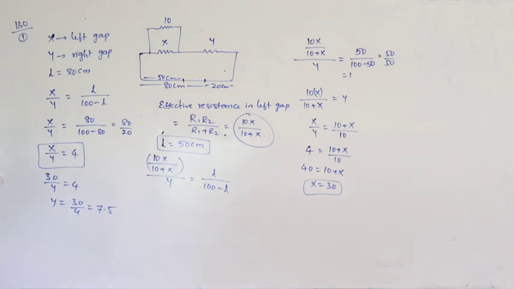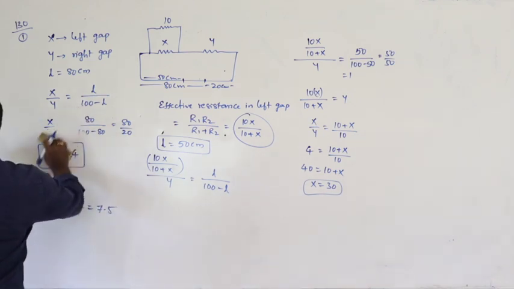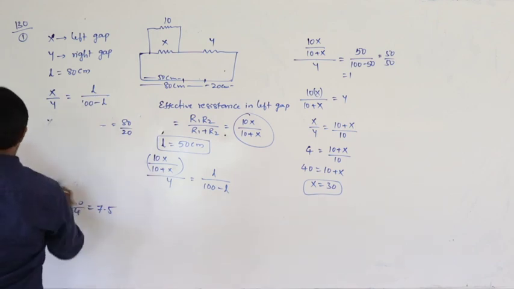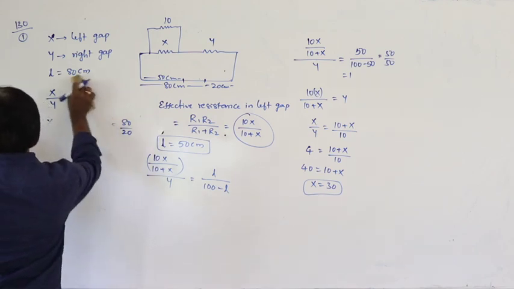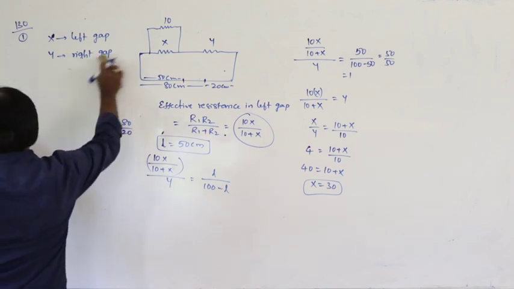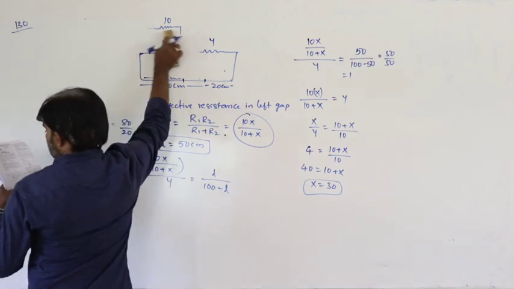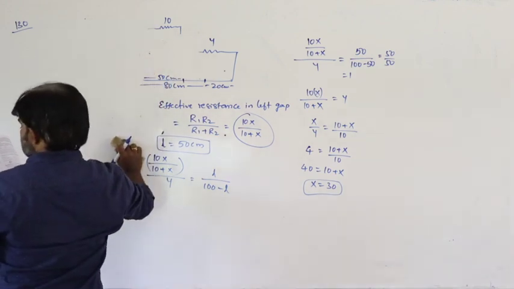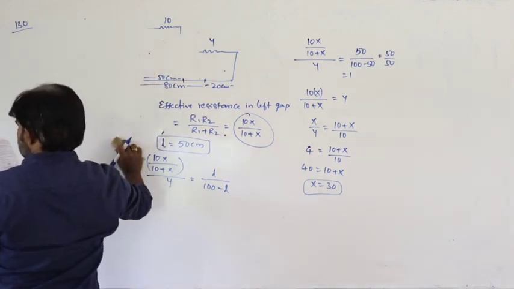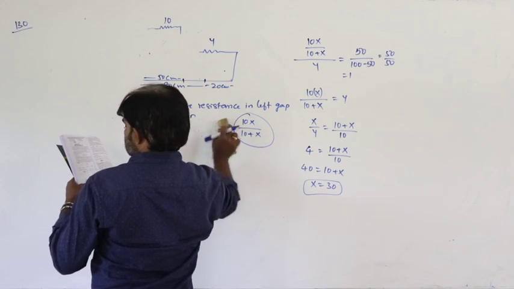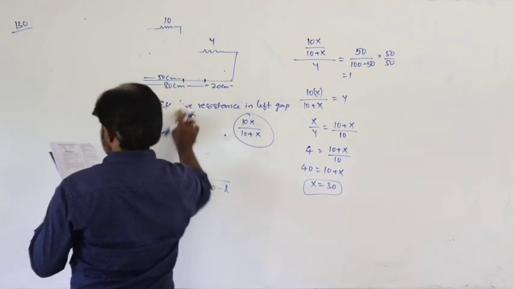Next problem. In a meter bridge experiment, the length of AB of the wire is 1 meter. The resistors X and Y have values 5 ohms and 2 ohms respectively. When the shunt resistance S is connected to X, the balance is found to be 0.625 meters from A. Then the resistance of the shunt is?